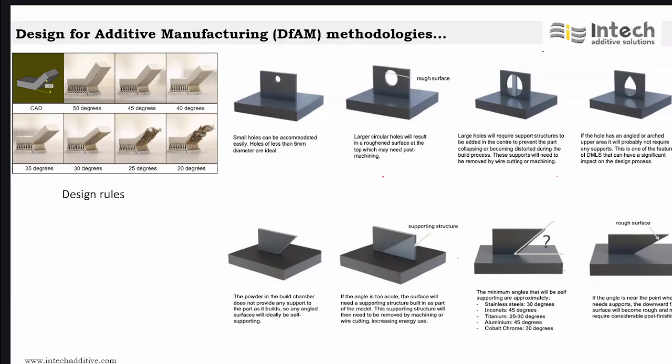Let's say you want to print a hole which is going to be greater than 6 mm. That requires a support structure. If it's going to be less than 6, it doesn't require support structure. So instead of going for a cylindrical hole, you can just go with other profiles. For example, you could go with teardrop kind of holes inside it. These are fundamental rules that we can follow to design the part for additive manufacturing.